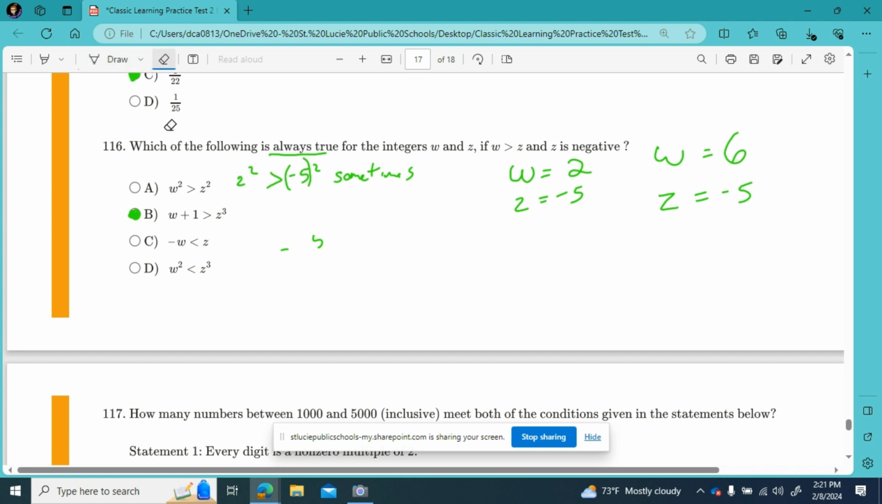And then C, negative w is less than z. That wouldn't be true for my example right here. Negative 2 is not less than negative 5. It's greater. So that's a counterexample.